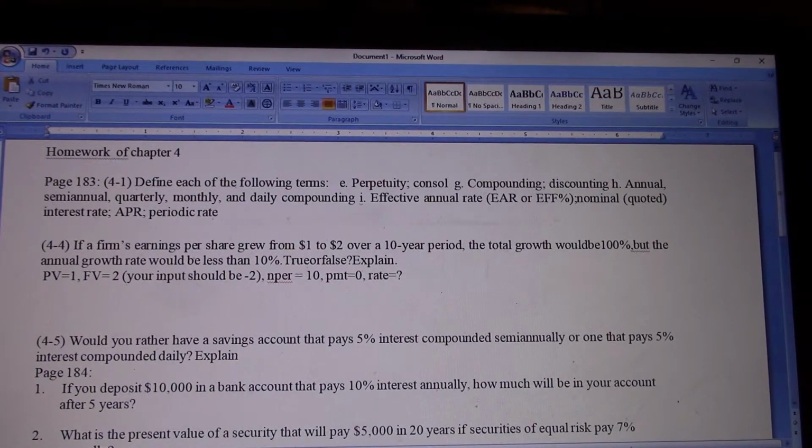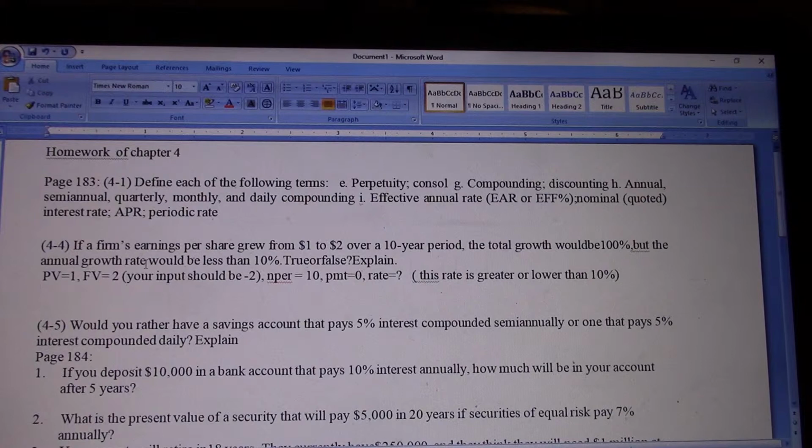And then compare this rate to see whether it is greater or lower than 10%. And then you can answer this question based on this logic.